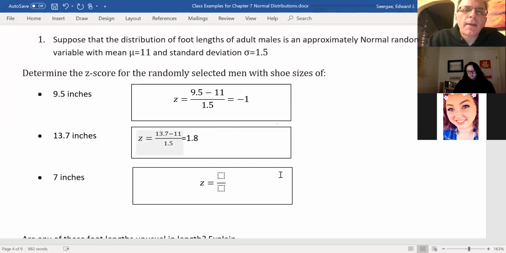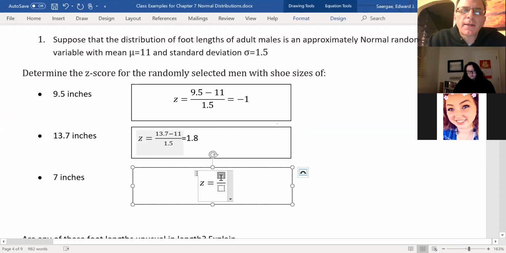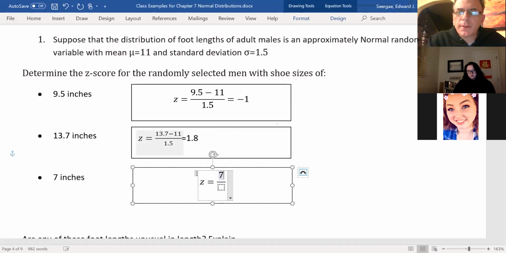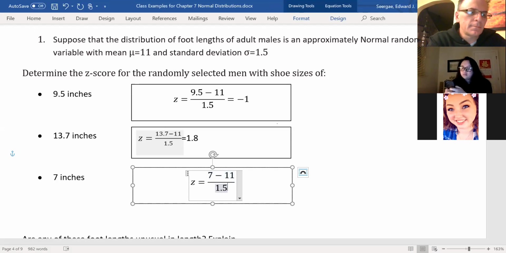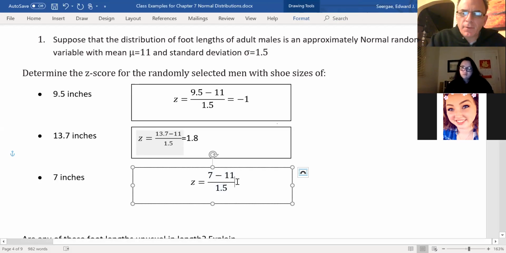And how about we have a guy that has feet that are only 7 inches? So what would their z-score be? So 7 minus 11, that's negative 4. Negative 4 divided by 1.5. And it's going to be negative 2.67 if we round it up.